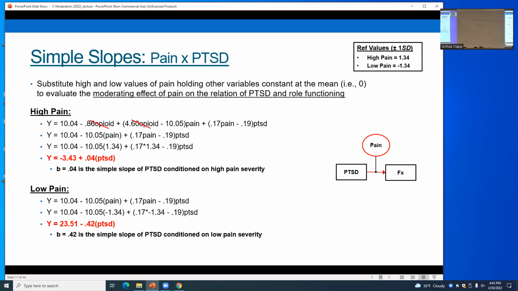So what I'm trying to look at is how the relation of PTSD and outcome changes as I put through other values of pain, holding everything else constant at 0. Holding everything else constant at 0, I mean holding it at the mean or just holding it constant.